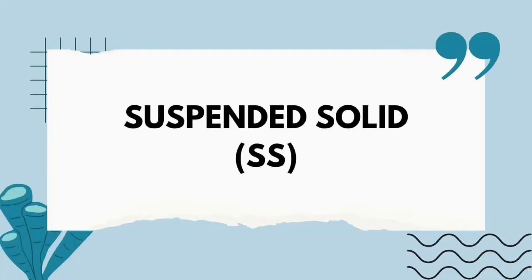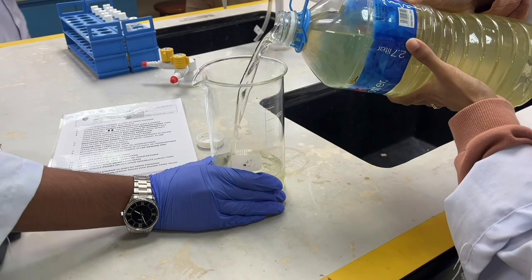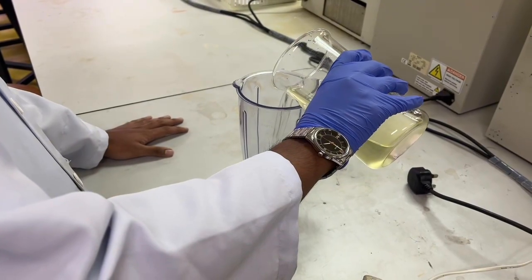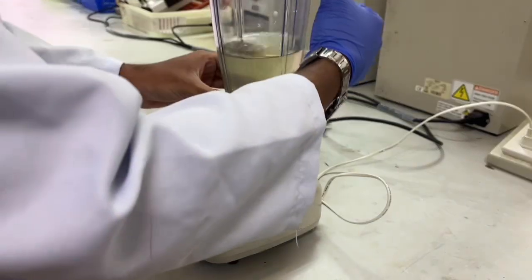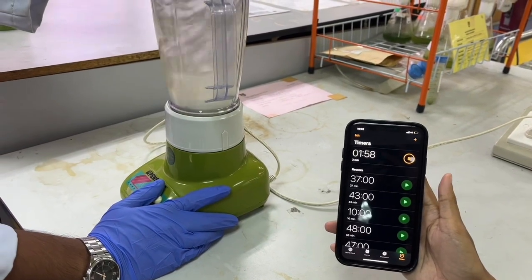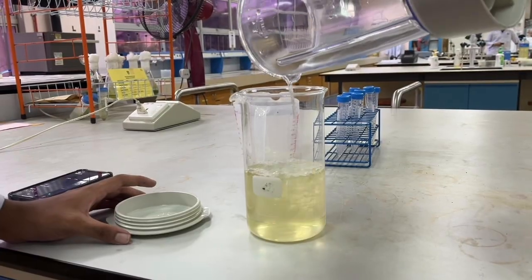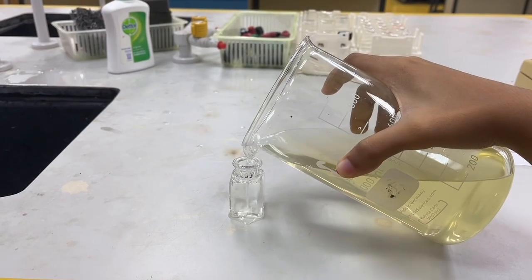Suspended solid test. The apparatus that we need is beaker, blender and spectrophotometer. Measure 500 ml of the water sample and then pour it into the blender. And then blend the 500 ml of water sample using high speed for exactly 2 minutes. And then pour the blended water sample into the 600 ml beaker.